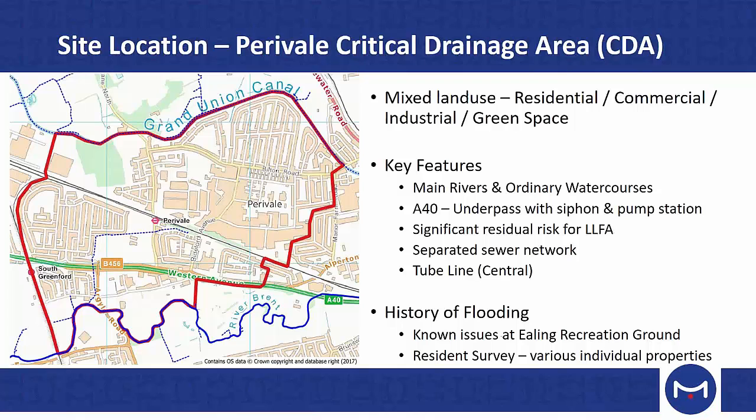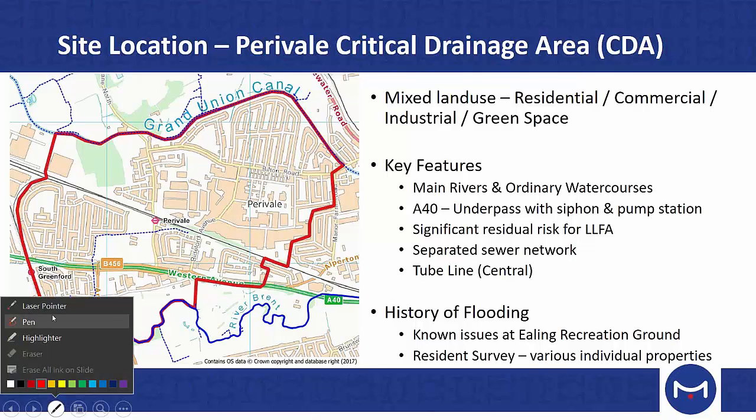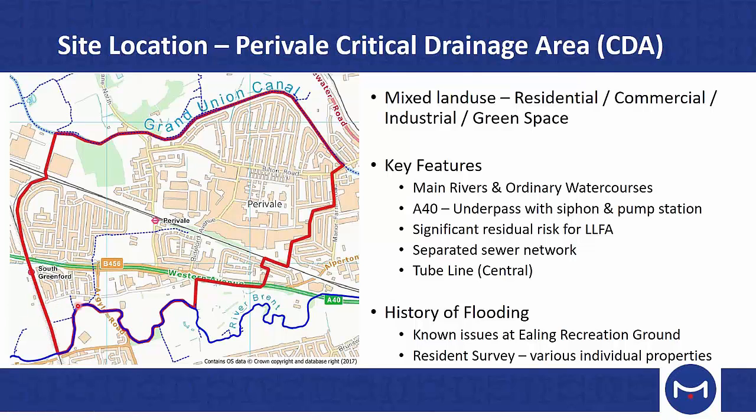So the first critical drainage area we're going to talk about is the Perivale one. It's a mixed-use catchment, a really interesting mix of residential, commercial, industrial, and green space. So if I use, hopefully you can see the laser pointer when I bring it up. A very big industrial commercial area in the middle, and then residential areas to the north and to the south and the west. Those are the main features of the catchment.